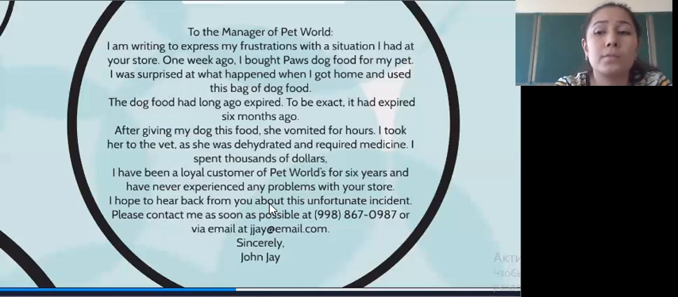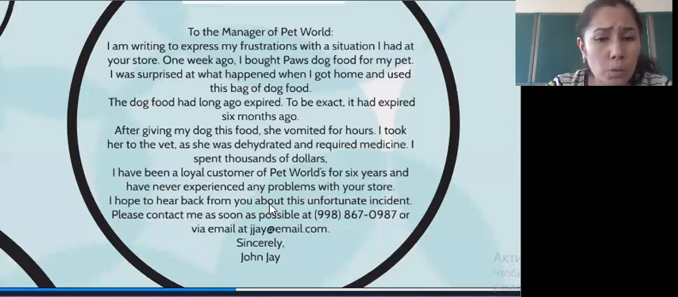So here is given the word expired, so it means she's angry about this. So it is not fresh. To be exact, it means she is proving more. Moreover, it had expired 6 months ago. So 6 months ago, it is the exact date when the food expired, and she's surprised why this kind of food is in the market, let me say, sorry.